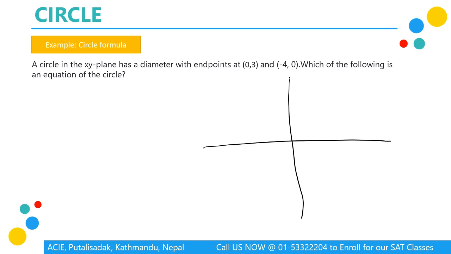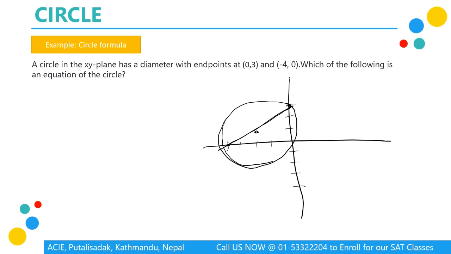So, what are the points? 0, comma 3. And then the other point is minus 4, comma 0. So these are the points of our diameter. Therefore, the circle is going to be drawn like this, and this is our diameter. So we know that the center is not going to be the origin at all.